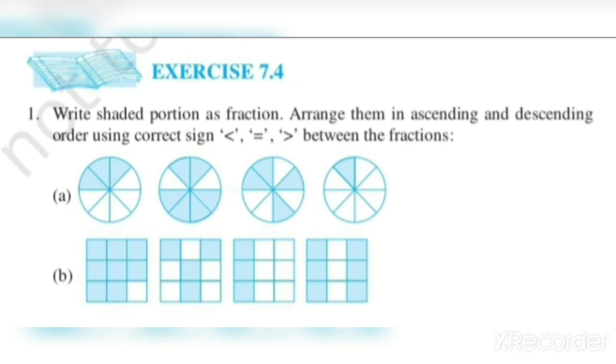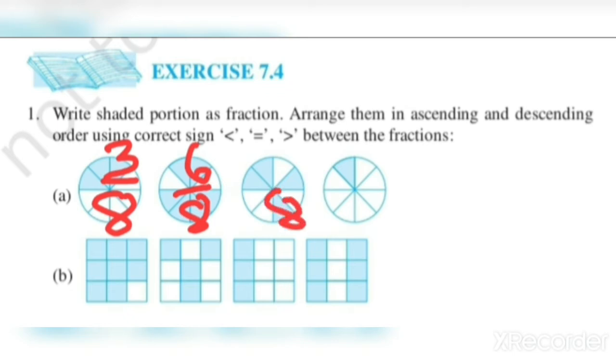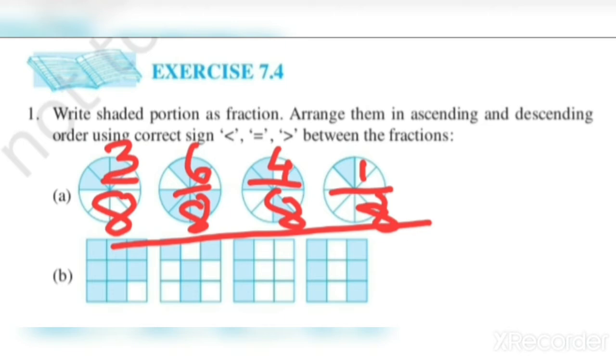In first one, out of 8 parts, 3 parts are colored. Here out of 8 parts, 6 parts are colored. Then out of 8 parts, 4 parts are colored. And here 1/8 part is colored. Now here you have 8 as denominator.